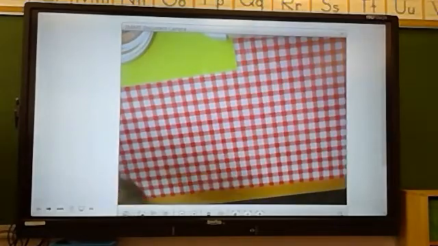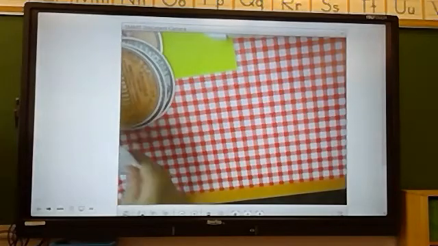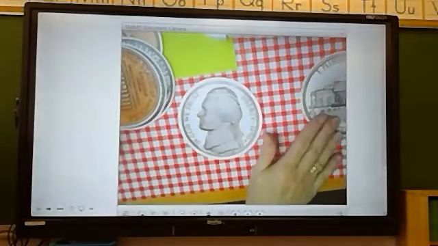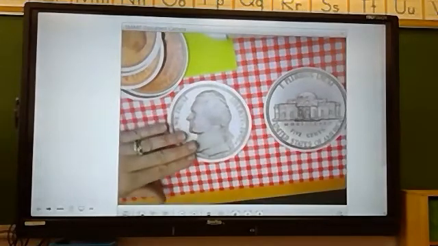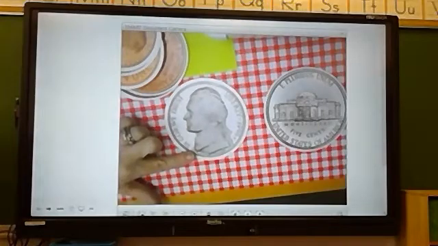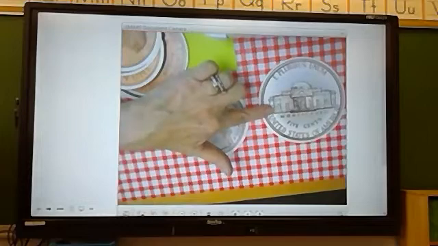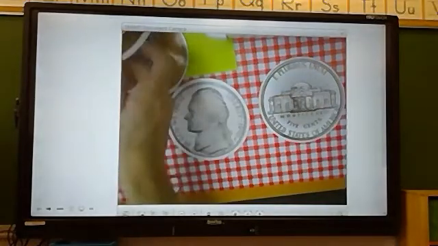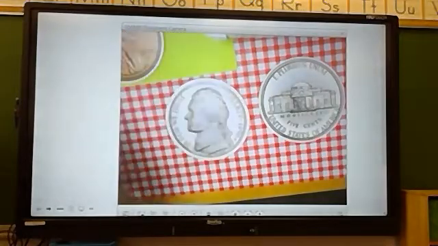Now, on Friday, we talked about one of the silver coins. One of the silver coins that we talked about was the nickel. And again, on the front of the nickel, you see a picture of President Thomas Jefferson, and on the back, or the tail of the nickel, you see the home that he designed and built and lived in, called Monticello.